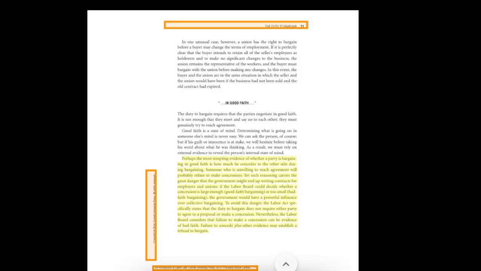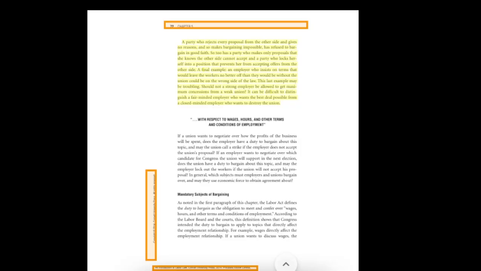To avoid this danger, the Labor Act specifically states that the duty to bargain does not require either party to agree to a proposal or make a concession. Nevertheless, the Labor Board considers that failure to make a concession can be evidence of bad faith. Failure to concede plus other evidence may establish a refusal to bargain. A party who rejects every proposal from the other side and gives no reasons, and so makes bargaining impossible, has refused to bargain in good faith.